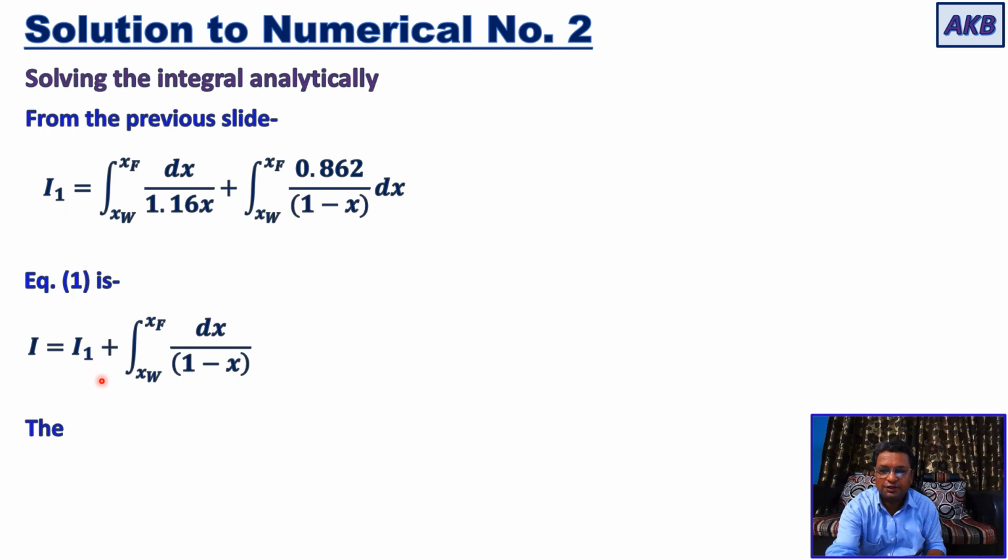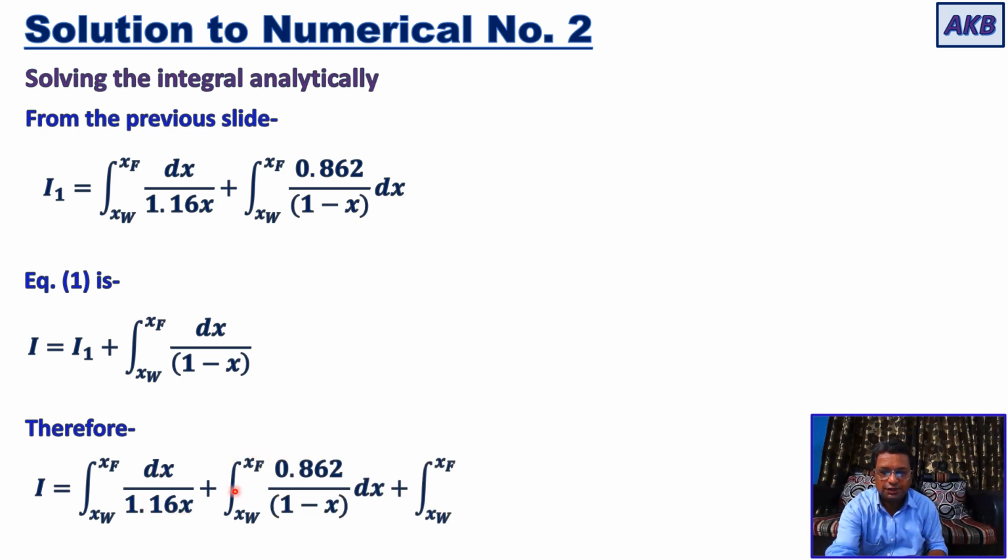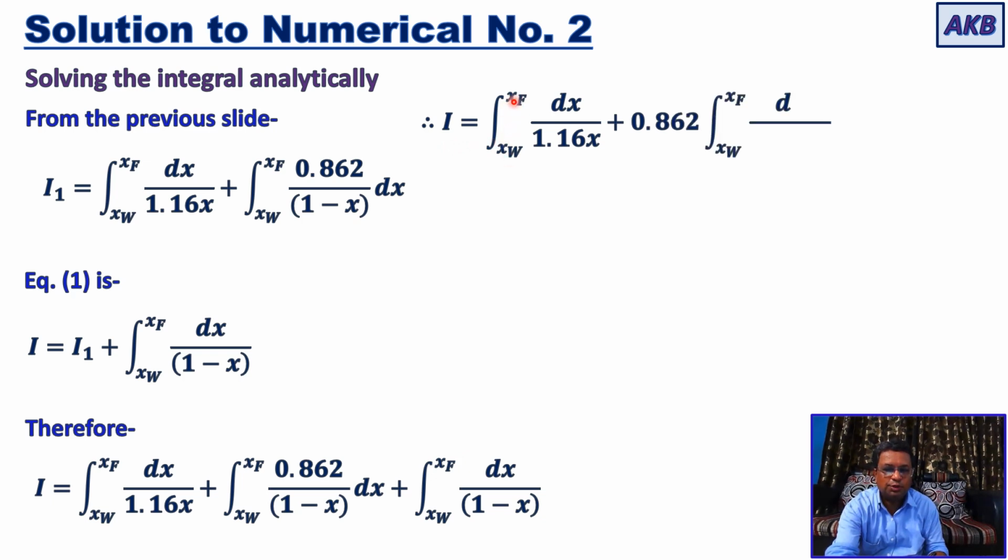Now let us put I1 in the equation. So you have I is equal to integration from xw to xf dx upon 1.16x plus integration from xw to xf 0.862 divided by 1 minus x into dx plus integration from xw to xf dx upon 1 minus x. That is I is equal to integration from xw to xf dx upon 1.16x. Now 0.862 I have taken out of the integral, so this will be plus 0.862 integration from xw to xf dx upon 1 minus x plus integration from xw to xf dx upon 1 minus x.